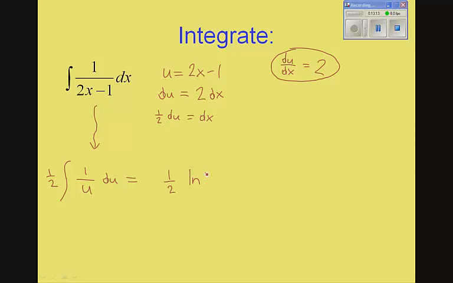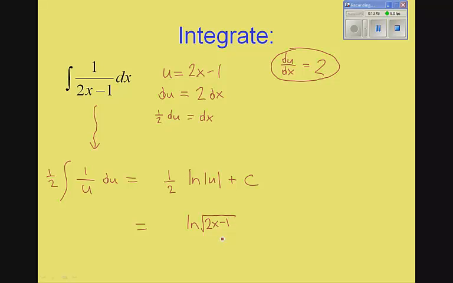That's the natural log of, and again, I'm going to say the absolute value of u plus c. And the only thing you have to remember now is, okay, we didn't really want u's. We wanted to know in terms of x, what's the answer? And so, maybe as a final answer, I will say, what? Natural log of, what do I say instead of u? 2x minus 1. And here's something that the back of the book might do. They might bring that 1/2 back up front here, and then turn the 1/2 into what?